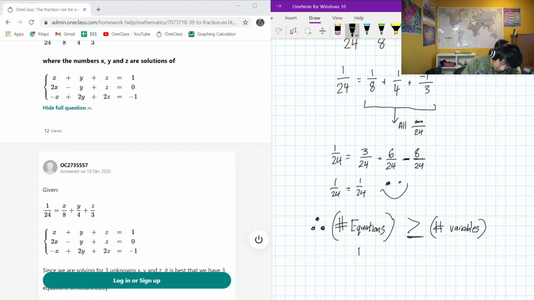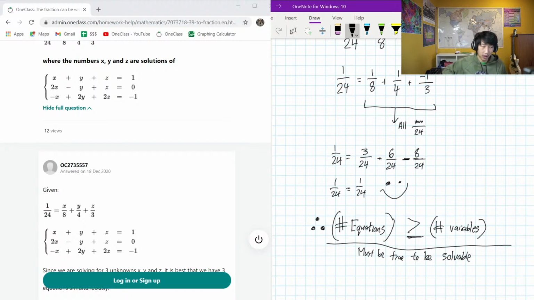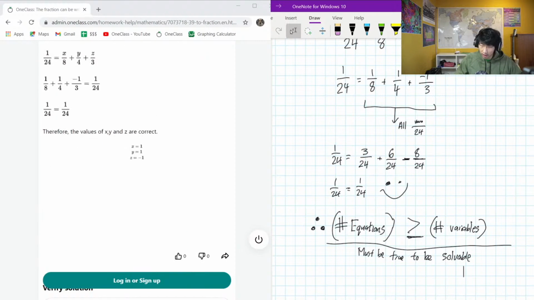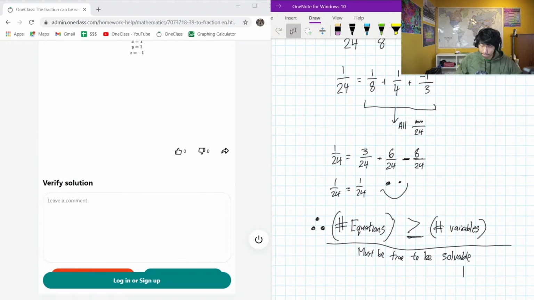And this must be true to be solvable. If that is not true, you can't solve it. You'll only have equations where one variable is a function of another variable. So assuming this is true, everything else will be solvable and everything else will be good. So yeah, cool.